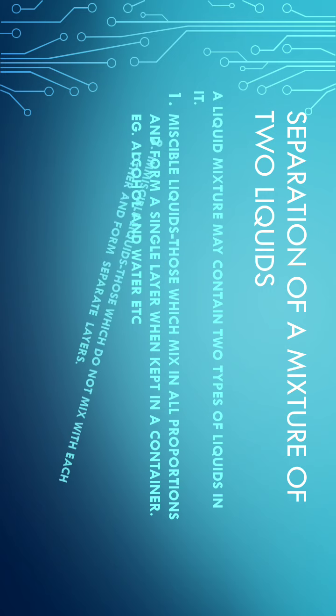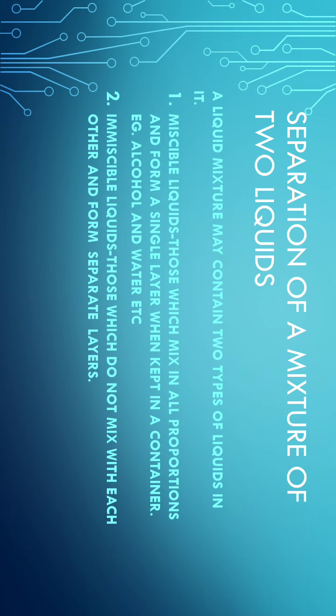Now the second type of liquid is immiscible liquid. Immiscible liquids are those which do not mix with each other and they form separate layers if they are kept in a container. For example, oil and water, petrol and water, and many more. So a liquid mixture may contain either miscible liquids or immiscible liquids. We will discuss these two cases one by one. Today we will discuss the method to separate a mixture containing miscible liquids.